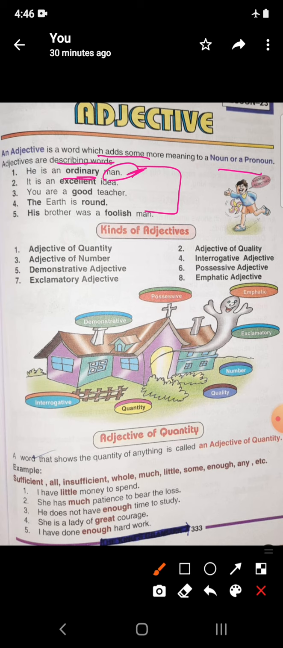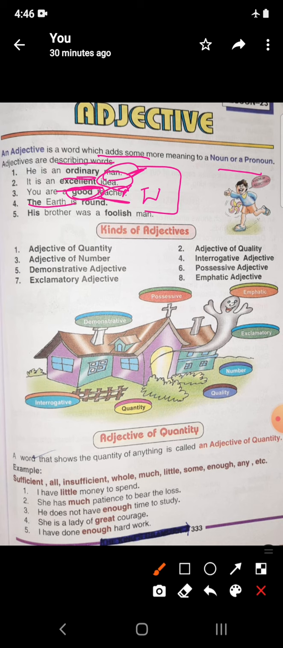Next example is an excellent idea. So the word idea is again a noun, abstract noun, and the word excellent is used for the word idea. So it describes the noun. So excellent again acts as an adjective. Next example, you are a good teacher. The word teacher is used as a noun, and good talks about the teacher, it is used for the teacher. So good is the adjective.